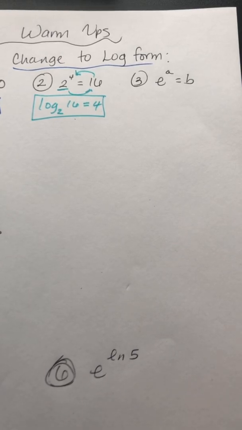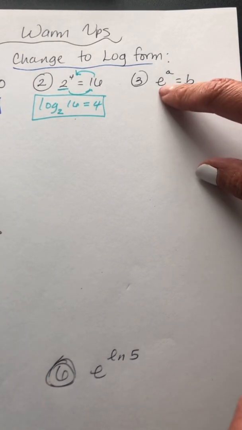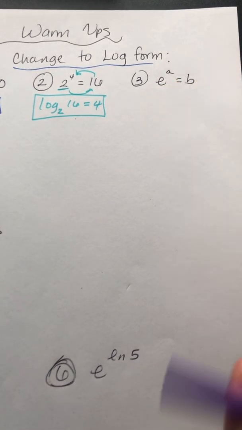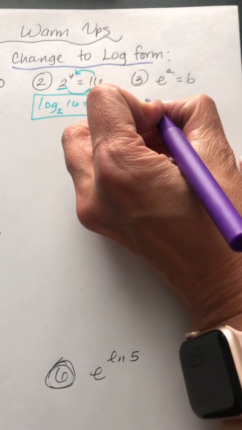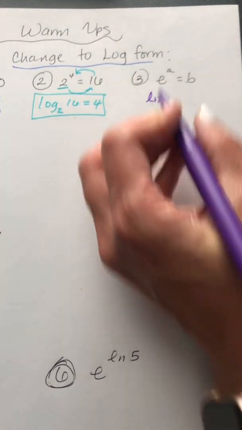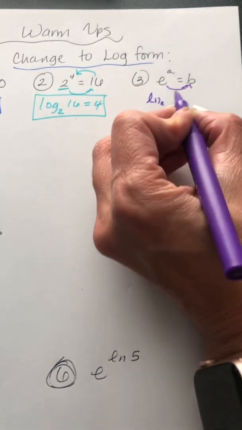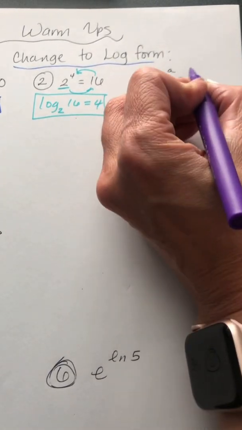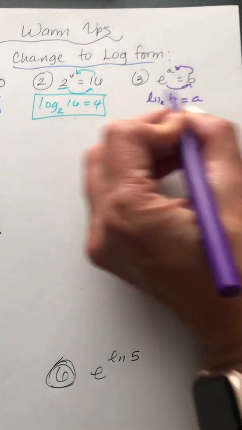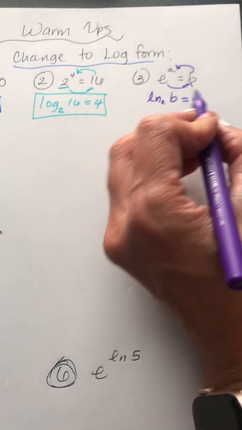We'll see. Okay, so e to the a equals b. So whenever it's an e, we use the natural log. So all about the base, because that's technically base e, but we don't normally write that, of b equals a. So you still do the roundabout.